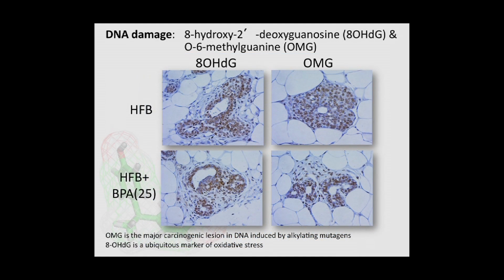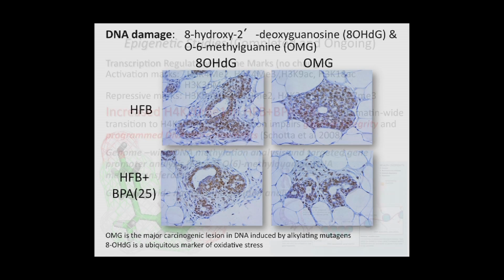So we also look at 2 DNA damage markers. One is the 8-hydroxy-2-deoxyguanosine, and this 8-oxo-dG is actually a marker for oxidative stress damage. The second one is the O6-methylguanine, which is a marker for any alkylating agents damaging. We can see that they are really heavily localized on all these highly proliferative developing terminal end buds.